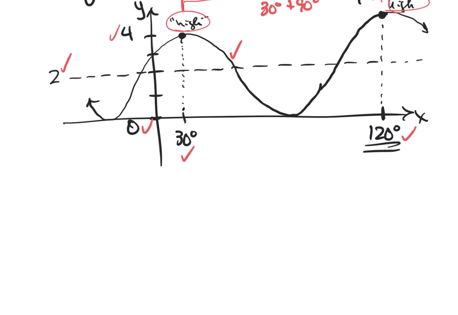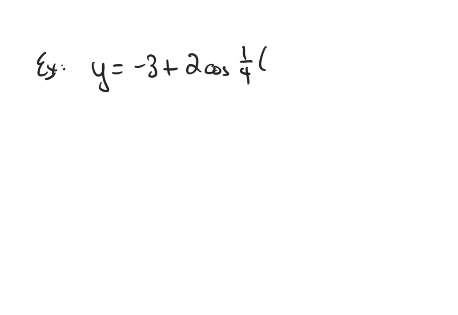Now I'm just going to give you a couple more examples. So when you think you have the hang of it, then feel free to just shut this off and go to work. But I'll do a couple more. Here's the next one. Y is equal to -3 plus 2 cosine of 1/4 times x minus 25 degrees.